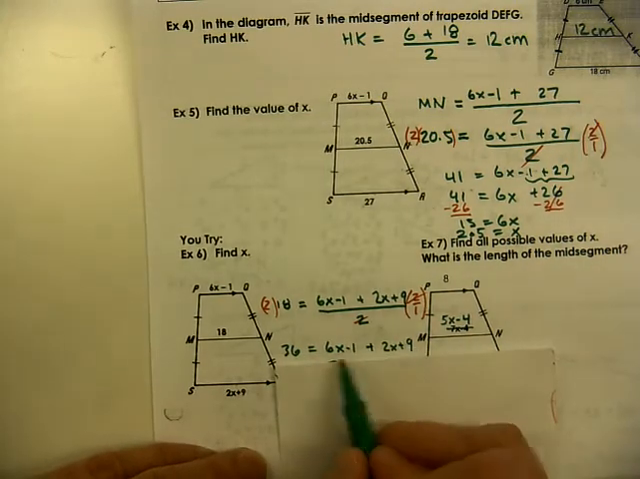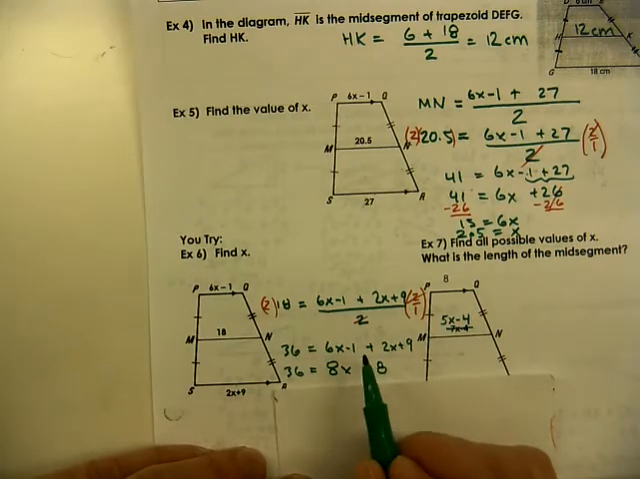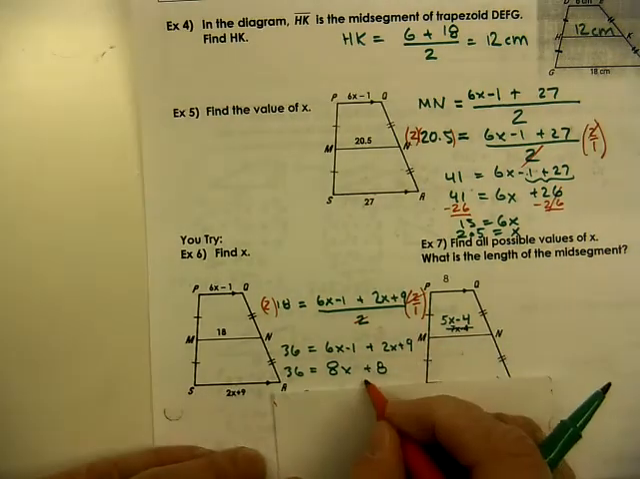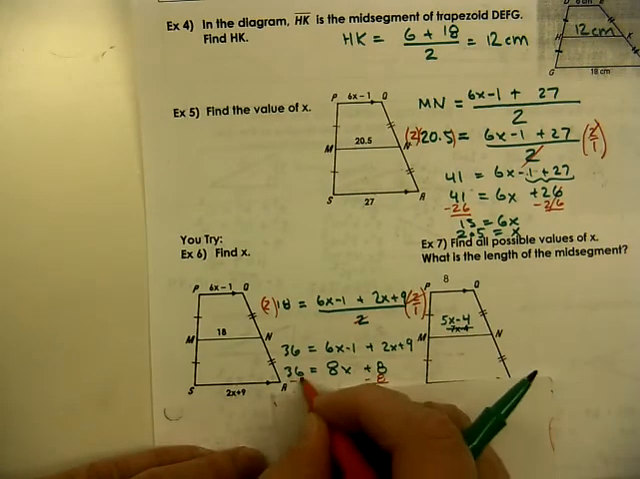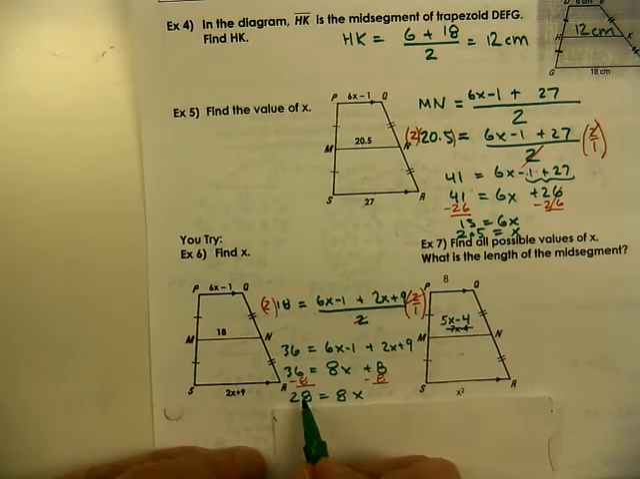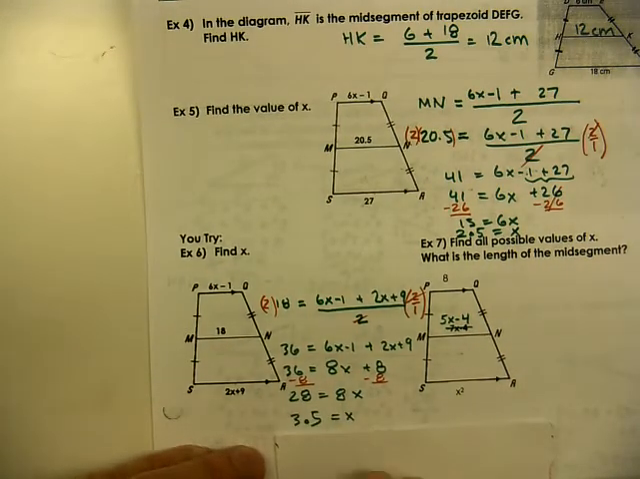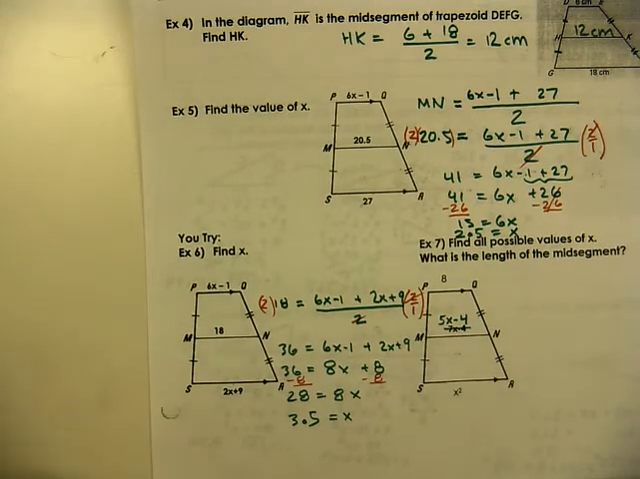Now we have to combine like terms. So 6x plus 2x is 8x, and a negative 1 plus 9 is a positive 8. Let's move the constant terms to the same side. I'm subtracting 8 from both sides. So now we have 28 on the left, and then divide away the 8 to get the x by itself. Your final answer there is 3.5. And we'll stop here.